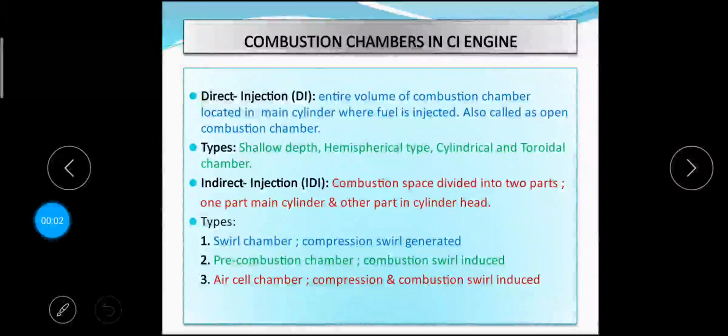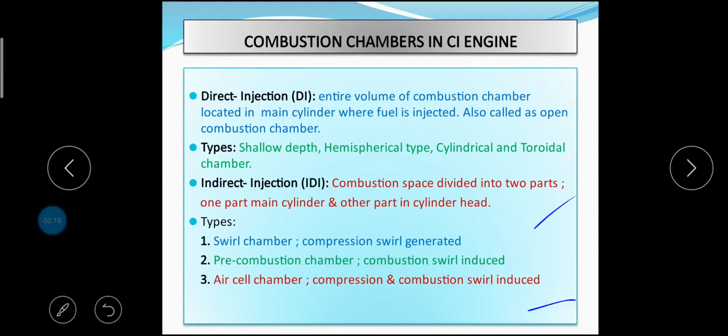The second type is indirect injection. The combustion space is divided into two parts. One part is the main cylinder and the other part is the cylinder head. Various types of indirect injection are swirl chamber, compression swirl generated, pre-combustion chamber, combustion swirl induced, and air cell chamber, compression and combustion swirl are induced. Let us discuss one by one.